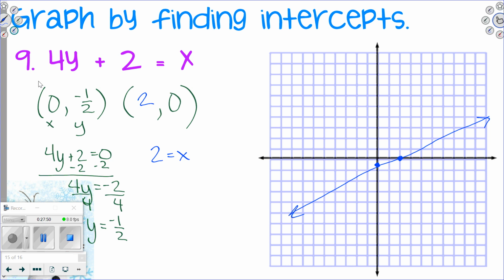Questions on graphing with the table or graphing with intercepts? How do you tell if a point is on the line? Without drawing the line. What if I say, here's the equation, is this point on the line? Just plug it in. Yeah, see if it works or not.